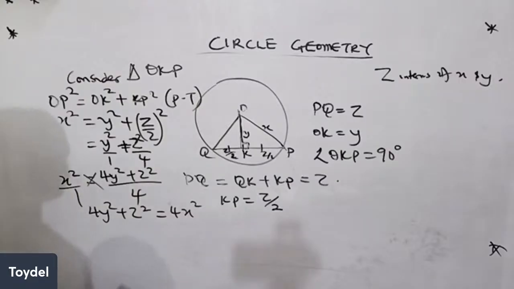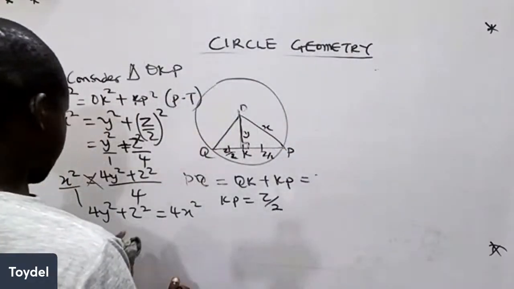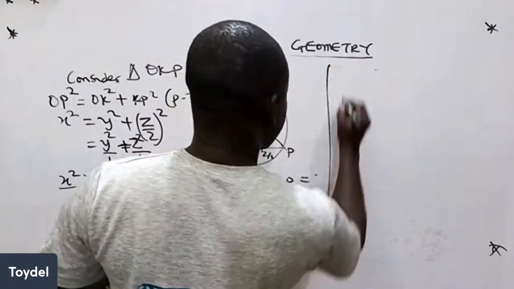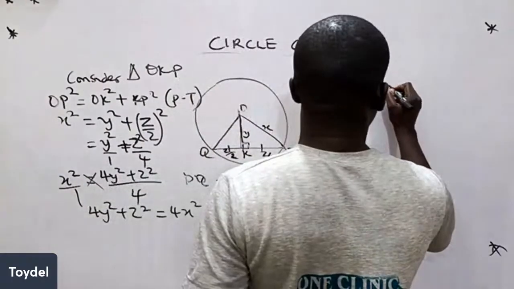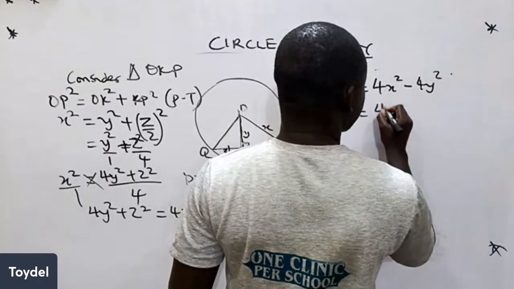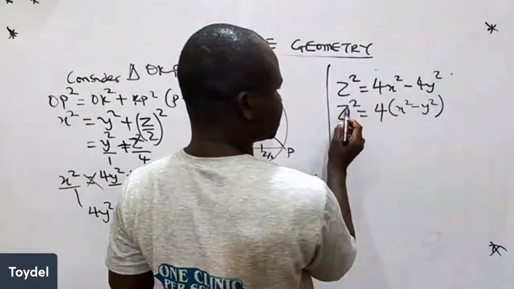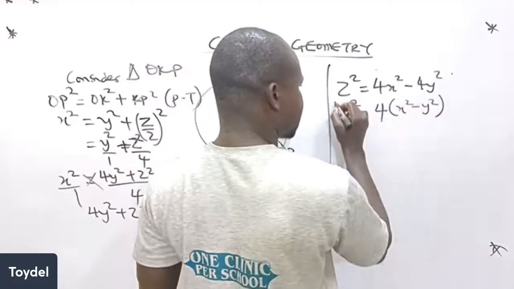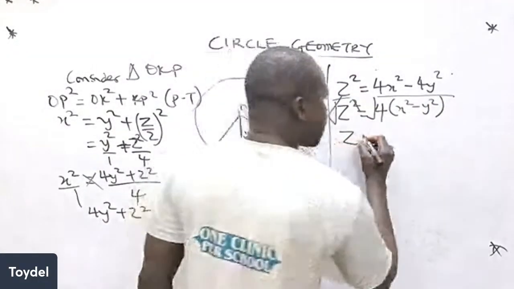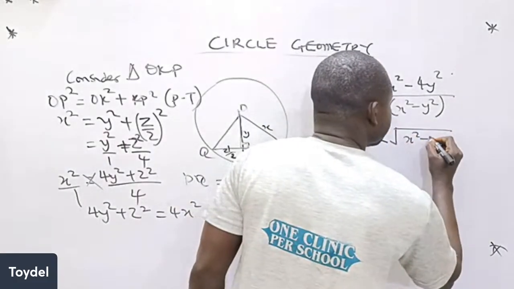So from this point down, what do we do? I can transfer this to the other side, so that I will have Z squared equal to 4X squared minus 4Y squared. Of course, 4 is common, so I bring out 4, X squared minus Y squared. Z is squared, so I can take the square root of both sides. The square root cancels the square, and Z is equal to, what is the square root of 4? That is 2 square root of X squared minus Y squared.